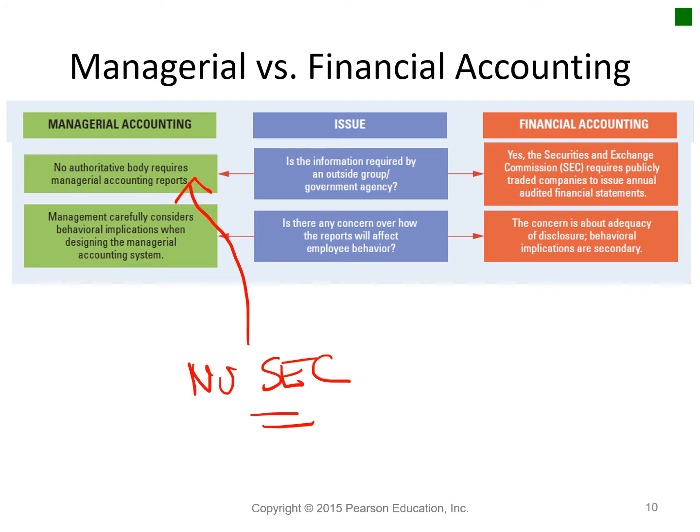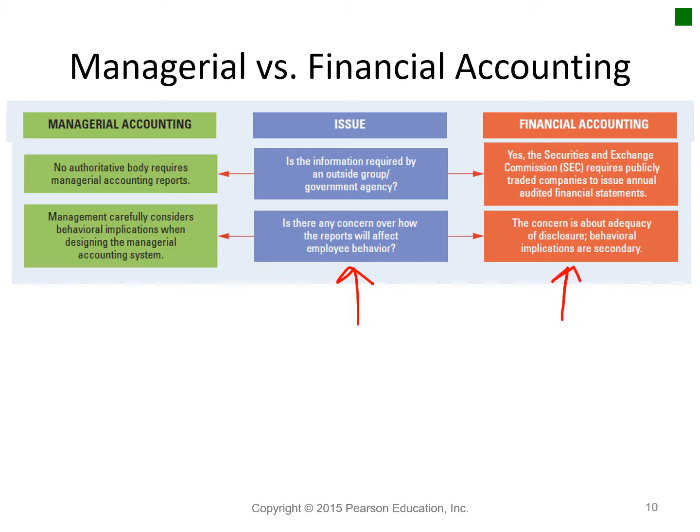All right. And then finally, the last thing is, is there a concern over how the reports will affect employee behavior? I think that's relevant for both, because with financial accounting, obviously, you're concerned: are you misstating the numbers? Are the financial statements reasonable? Because that could affect decision making by the public. So the idea there is to protect the public's interest. And of course, the same thing internally: if you make bad decisions, you could have impacts on employees. Companies could go under. You could have bad morale if you're not following the budget and the standards correctly.